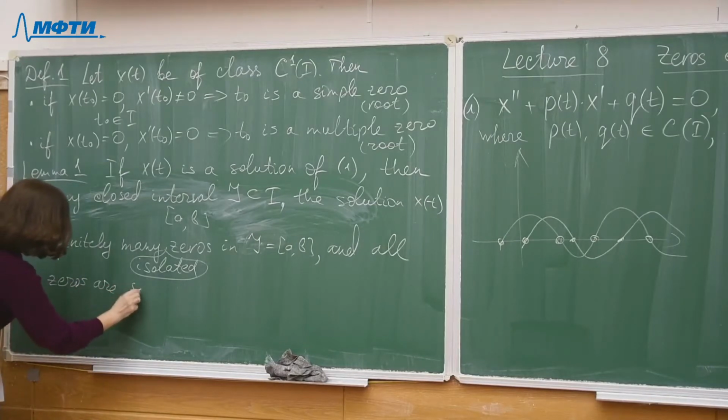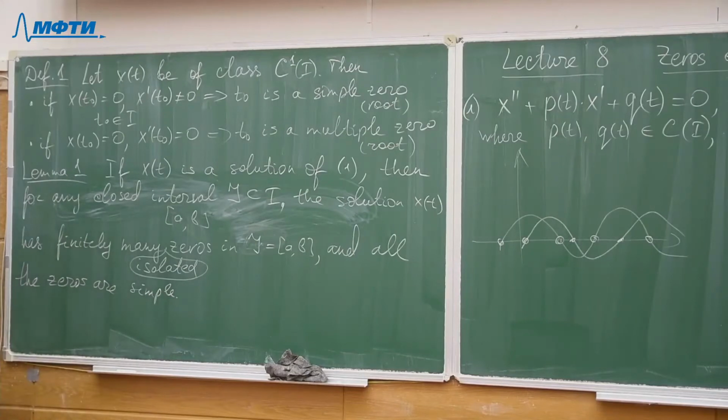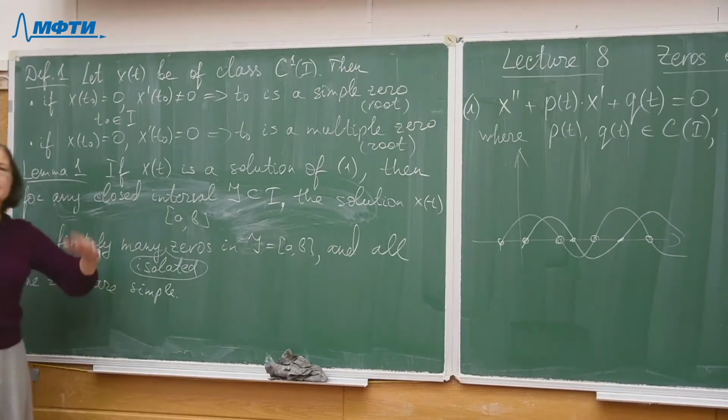All the zeros are simple. So this is a statement, and now I will prove this statement. I will start to discuss the last fact, simple or multiple roots.